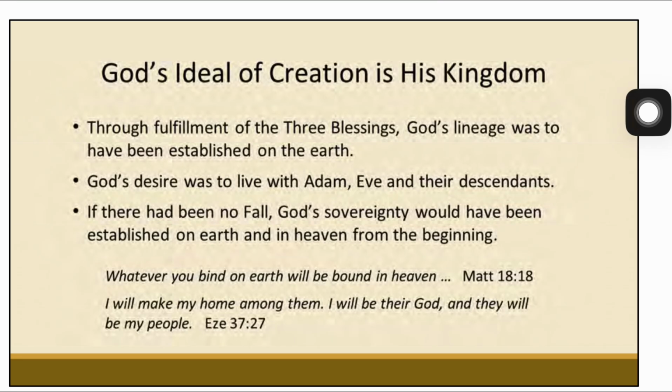If there had been no fall, God's sovereignty would have been established on earth and in heaven from the beginning. So whatever you bind on earth will be bound in heaven, Matthew 18:18. And in Ezekiel 37:27, it says: I will make my home among them. I will be their God, and they will be my people. So God is supposed to live with us. God wanted to live with us as His children. God wanted to fulfill that desire.